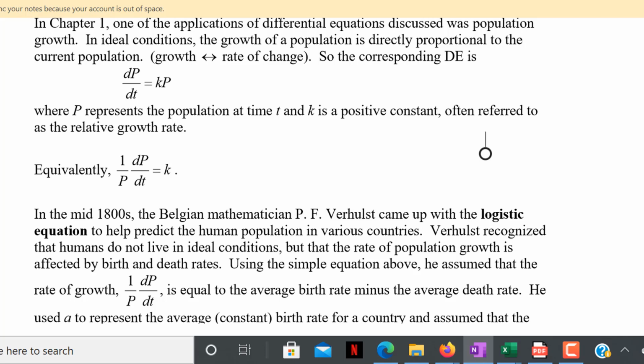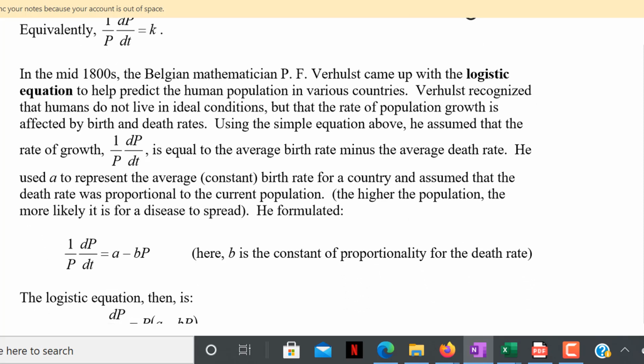In the mid-1800s, the Belgian mathematician P.F. Verhulst came up with the logistic equation to help predict the human population in various countries. Verhulst recognized that humans do not live in ideal conditions, but that the rate of population growth is affected by both birth and death rates. Using the simple equation above, he assumed that the rate of growth, the left-hand side of that last equation, is equal to the average birth rate minus the average death rate.